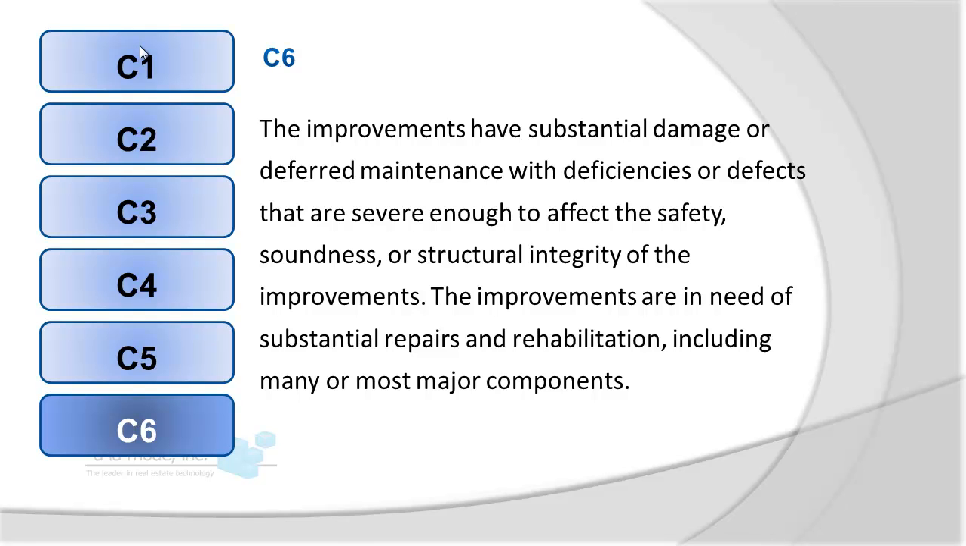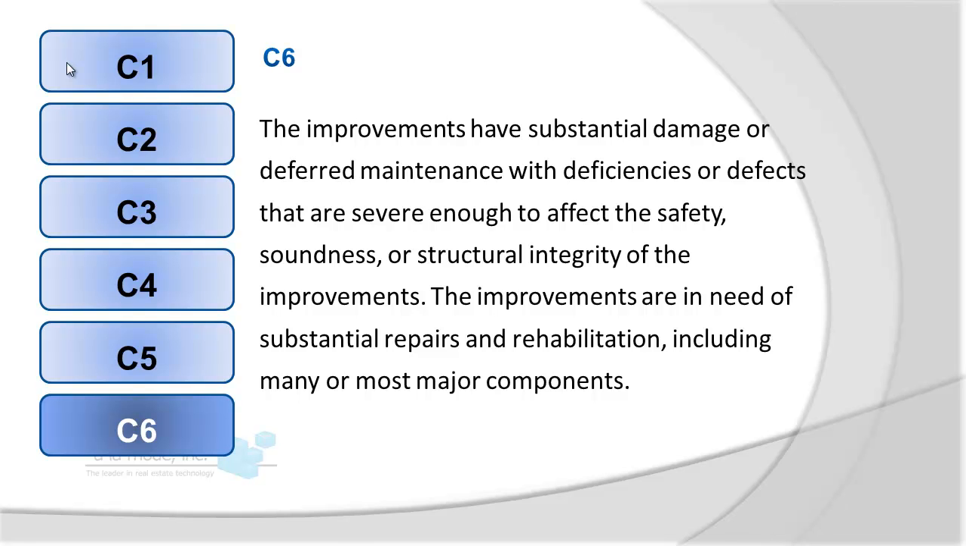Now, so far I have been saying that your job is to choose the one that it most closely matches. So if you've got a property that has a lot in common with C3 and a little bit in common with C4, then you are probably going to rate it as a C3 because it most closely matches C3. But the GSEs have come back in that FAQ document, which I'm going to show you at the end, and specified and clarified a particular point here. If you've got a property that has any of this up here at the top, substantial damage or deferred maintenance with deficiencies or defects severe enough to affect the safety, soundness, or structural integrity of the improvements.